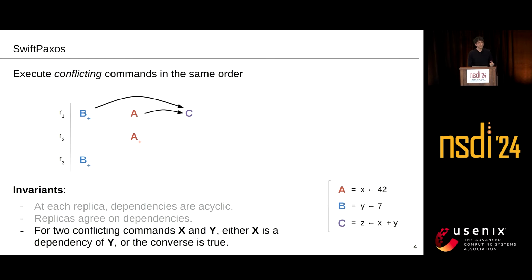The last property says that commands that are conflicting, that is, accessing the same variables, see each other. In more formal terms, it states that if X and Y are conflicting, either X is in the dependencies of Y, or the converse is true, that is, Y is in the dependencies of X. This last property ensures that the system is linearizable.